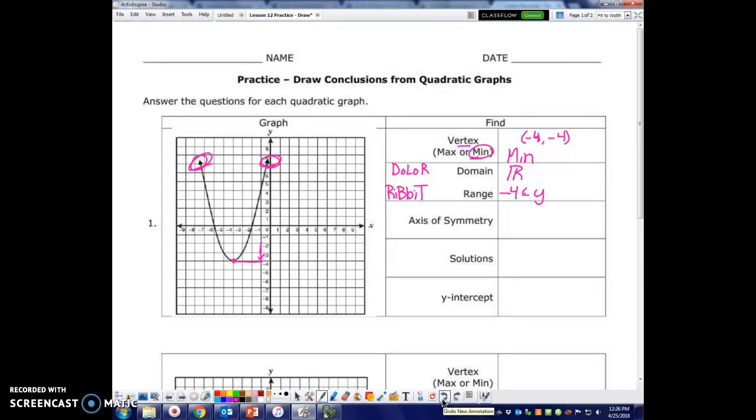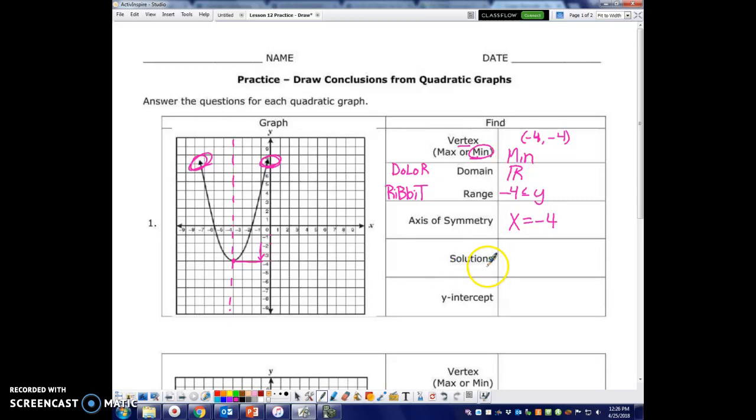Axis of symmetry, remember it's that line that goes straight through the center to split it up into equal parts, and that's crossing through here at -4. So the axis of symmetry is x equals -4. You must have the x equals part because it is a line. So it needs to have x equals.